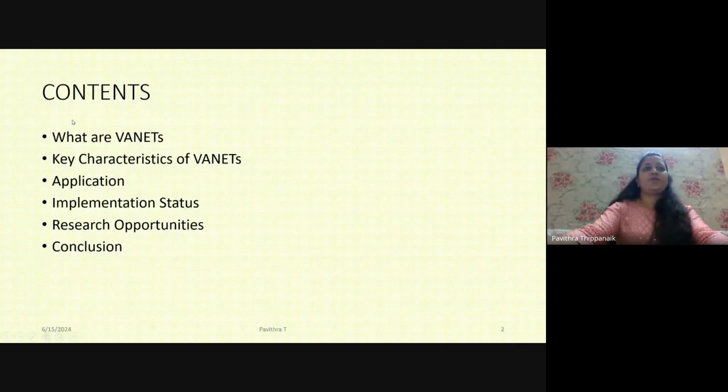This will be the flow during the session. Initially, we will study what exactly VANETs are, and some of the key characteristics of VANETs. Then we will move on to the application areas of VANETs, which will tell us why VANETs are necessary and what the implementation status of VANETs is in different countries. Then we will look into the research opportunities available in VANETs. And finally, we will conclude with a brief summary of the session.